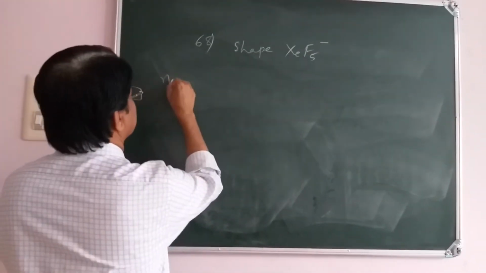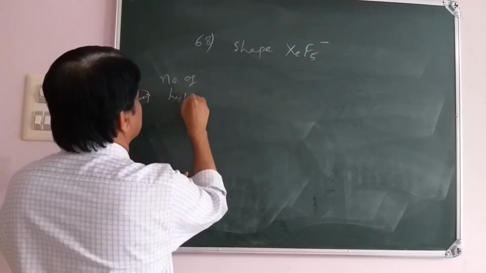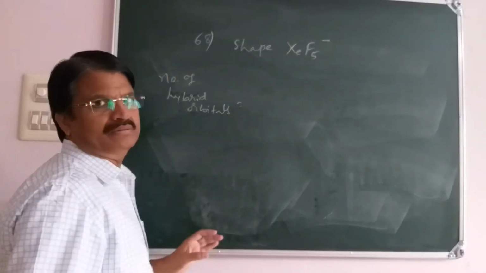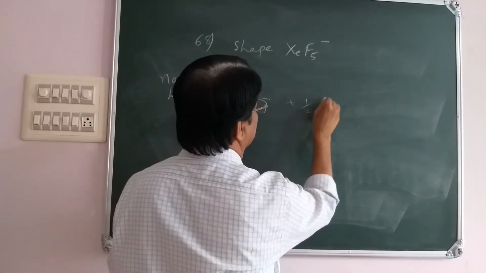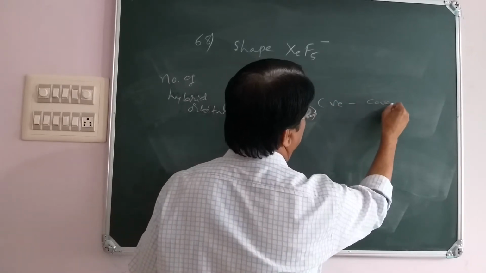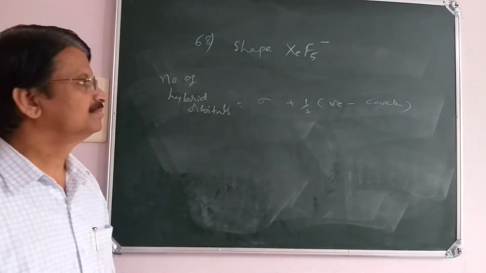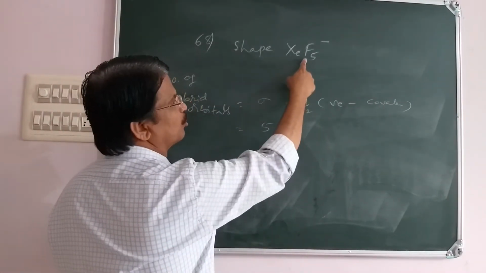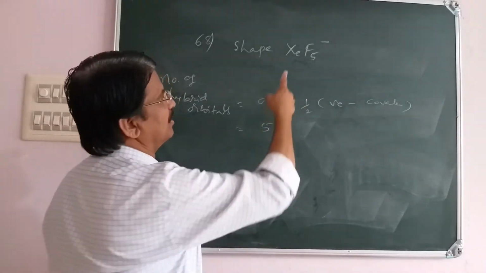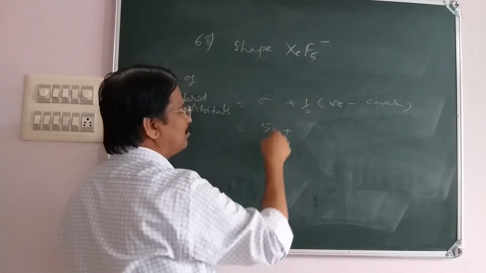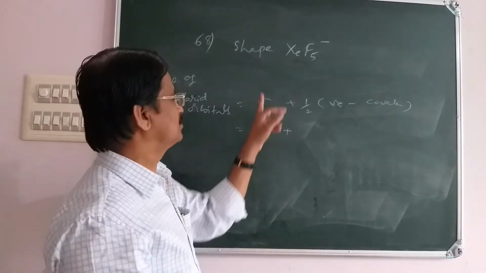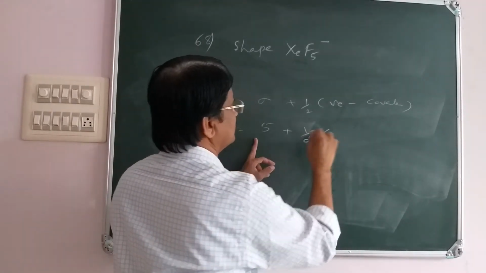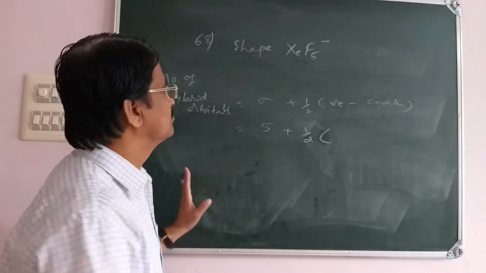Therefore, number of hybrid orbitals equals number of sigma bonds plus half into Ve minus number of covalent bonds. Number of sigma bonds in XeF5 minus, because fluorine is monovalent, is the same number, 5. Even for divalent or trivalent, the sigma bond is only one type, so 5, plus number of lone pairs. See how to find them.